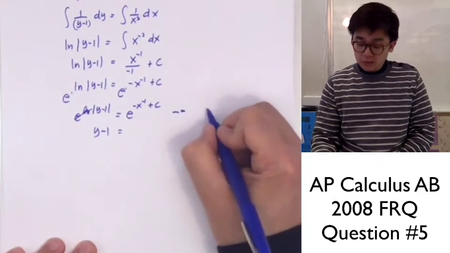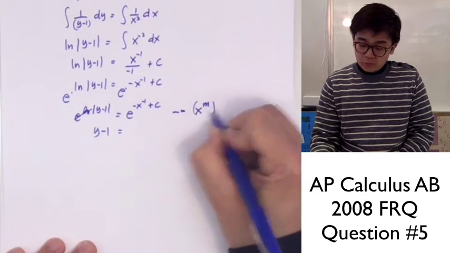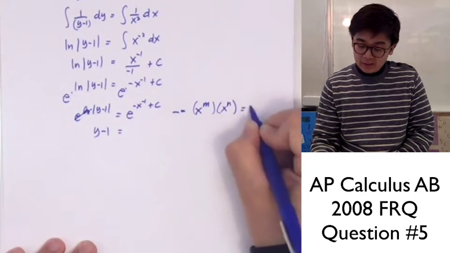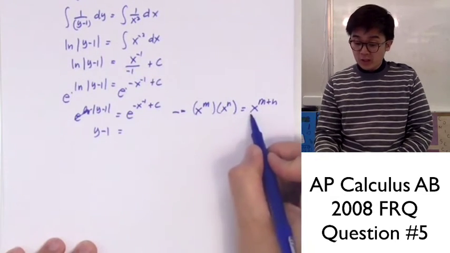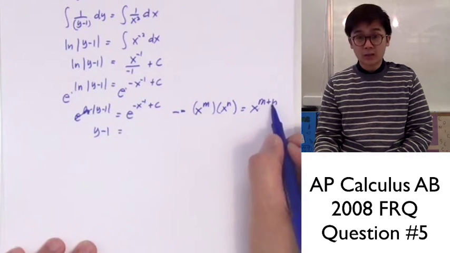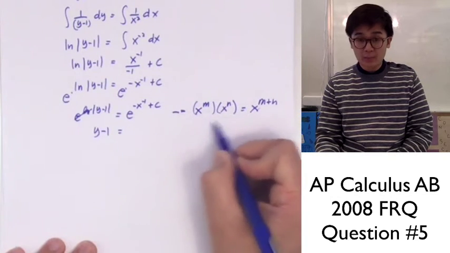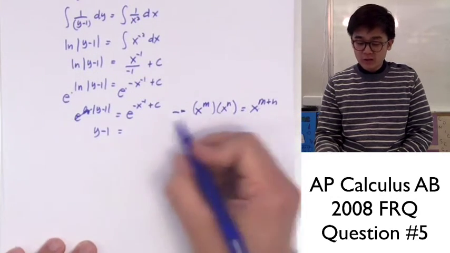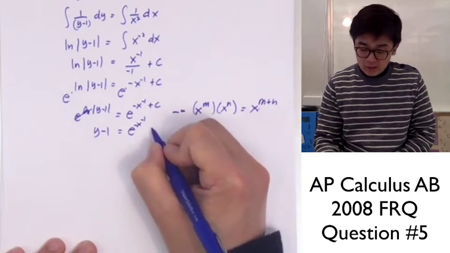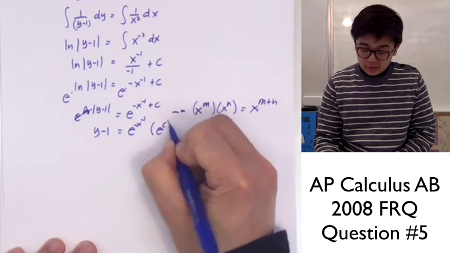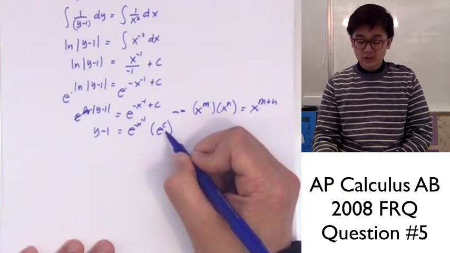By using the law of exponents, we know that if we have x to the m multiplied by x to the n, it's equal to x raised to m plus n. So we can rewrite e raised to negative x minus 1 plus c into separate terms: e to the negative x minus 1 multiplied by e raised to c. So we can take this constant and change it into d.